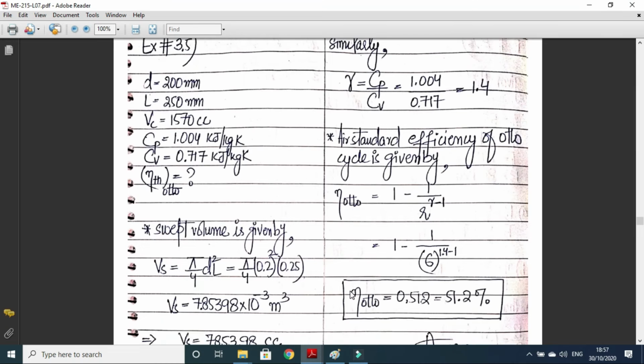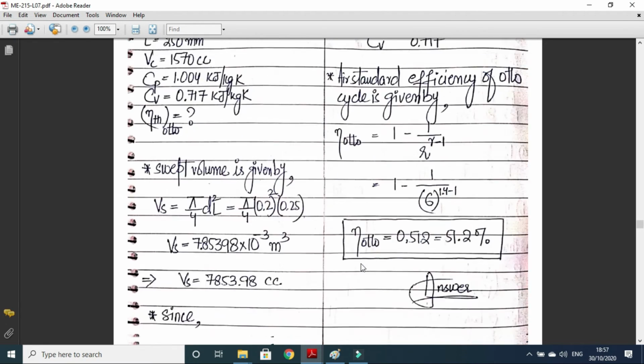And please note that this is the idealized efficiency. The actual engine may have an efficiency of around 45% or 46%. The actual engines will have lower efficiency because air standard cycles are the ideal cycles and we have ignored the losses, so they will have higher values of efficiency and power output.